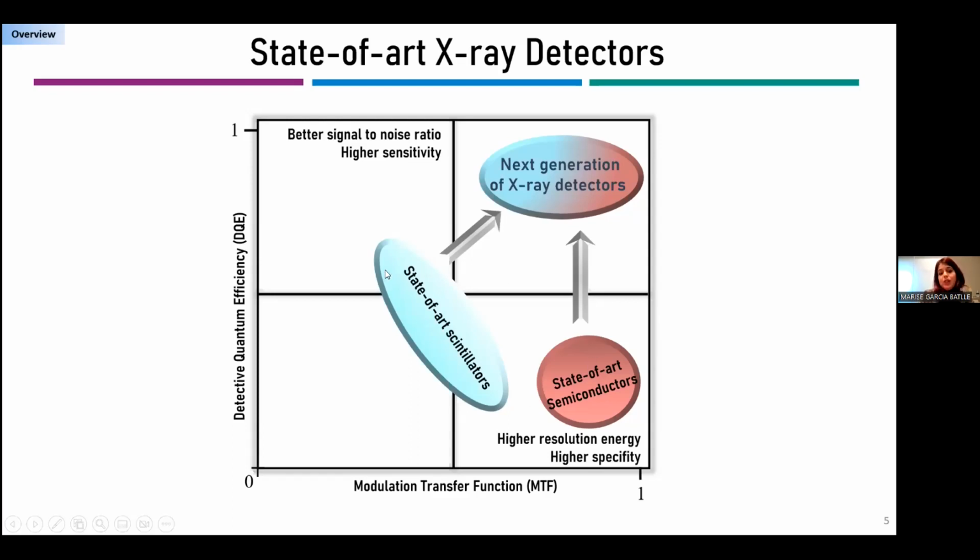And the scintillators are here. They may have inadequate energy resolution, and they also have a problem with efficiency. So maybe the next generation of X-ray detectors needs to be here. The ideal detector, of course, is hard to get, but this is the purpose of this work.